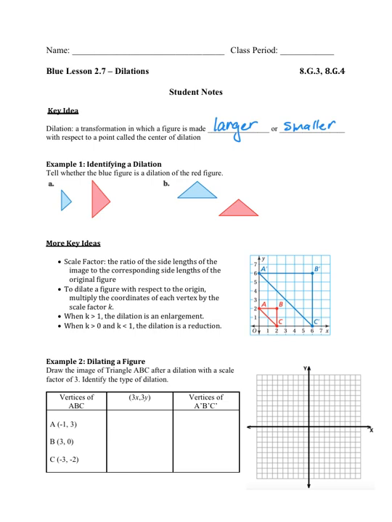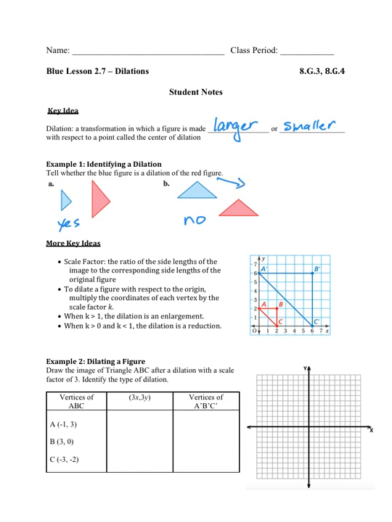So if we look at this first example and tell whether the blue figure is a dilation of the red figure, we can see that in example A, yes, it is a dilation because the blue figure is smaller than the red figure was, so it got smaller. But in example B, it is not a dilation because they are the same size. This looks more like maybe a translation.